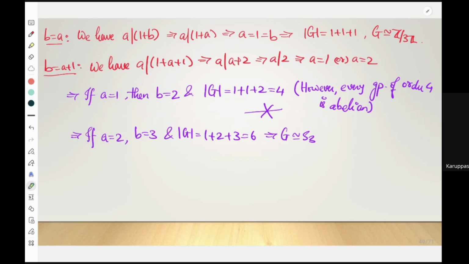Okay. So now the other case is if A is 2, then B is 3, and order of G is 1 plus 2 plus 3, which is 6. This is the class equation. And you can easily see this is the class equation of S3, the symmetric group.